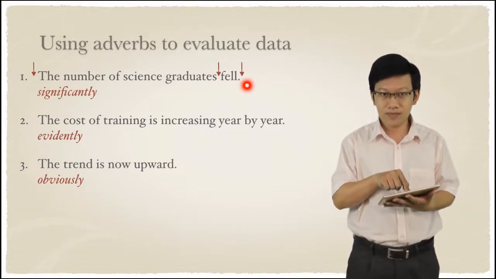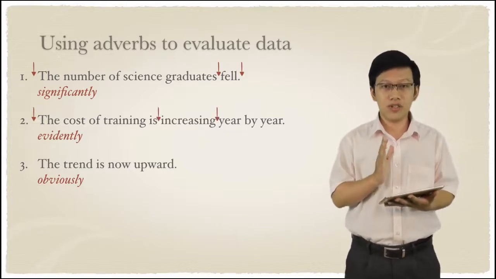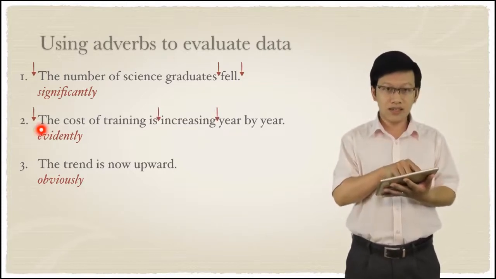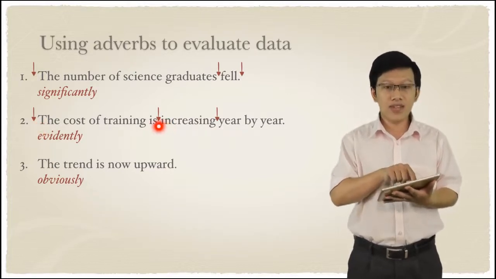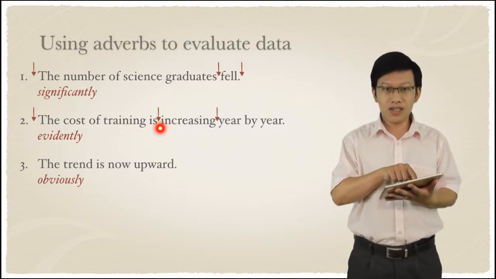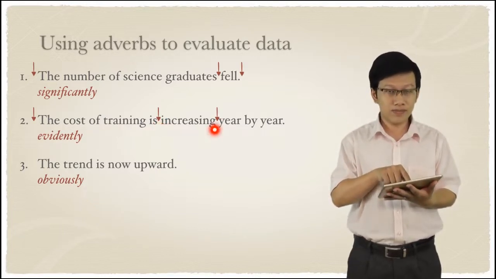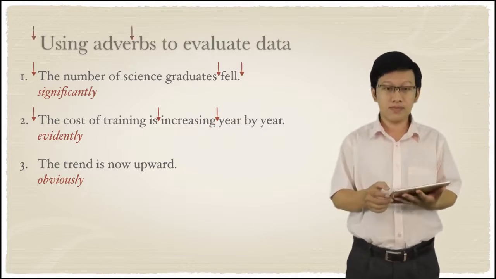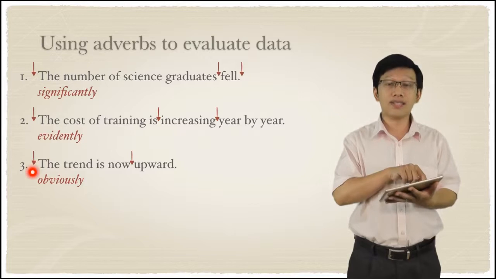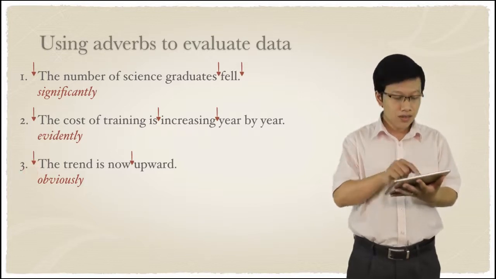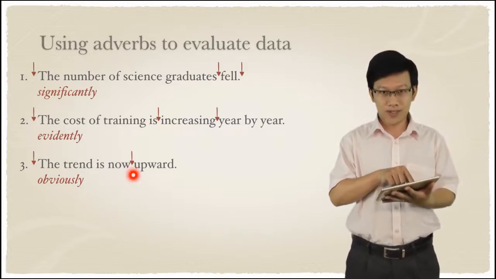Right? What about evidently for the second one? It can go here. You can say, "Evidently, the cost..." You can say, "The cost is evidently increasing," or you can say, "It is increasing evidently year by year." What about obviously? Obviously can go at the beginning. "Obviously, the trend is now upward." You can say, "The trend is now obviously upward."